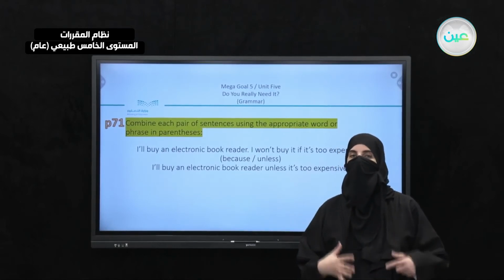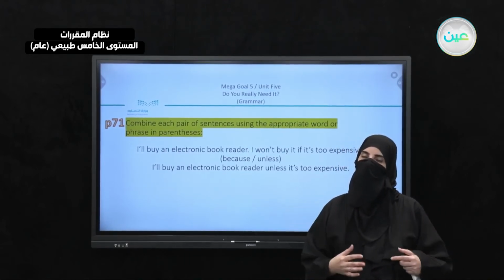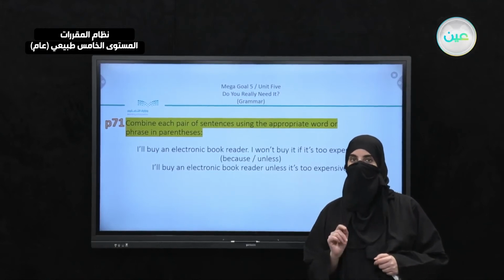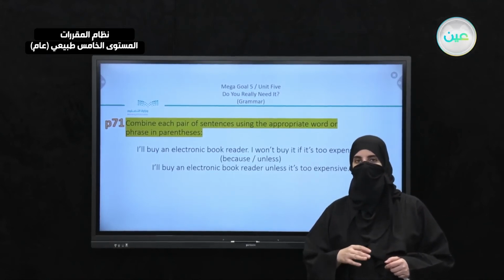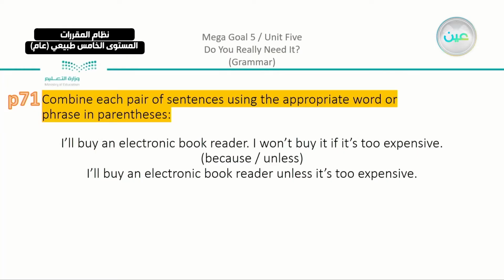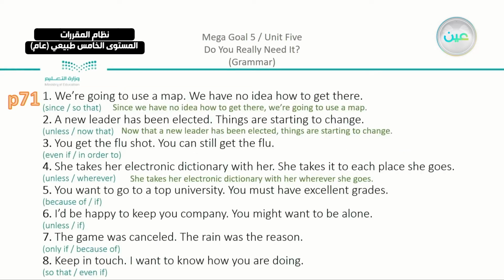You are going to combine, which means that you are going to match them, or you are going to just make them into one sentence, joining. We have our example. I'll buy an electronic book reader unless it's too expensive. Now we're going to start.